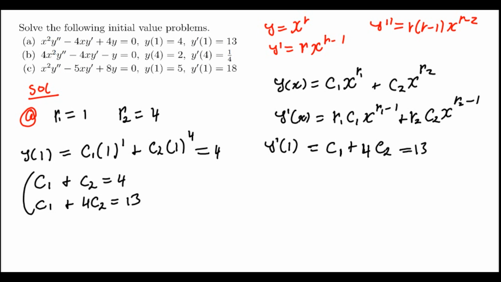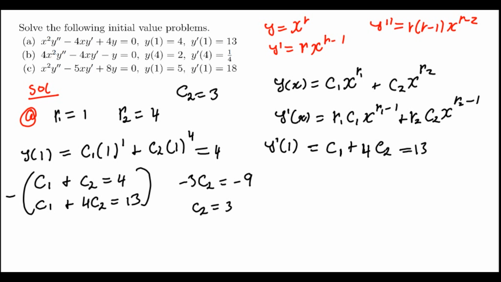I can choose to eliminate c1 here like this. If you say c1 minus c1, that would be 0. Then c2 minus 4c2 would be minus 3c2, is equal to 4 minus 13, which would be minus 9. So it so happens that c2 is equal to positive 3. So I've determined that c2 is equal to positive 3.